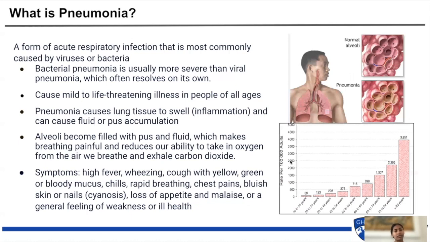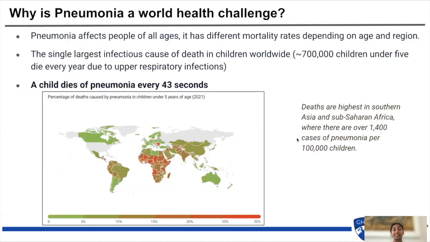So, what is pneumonia? Pneumonia is an acute form of respiratory infection that is most commonly caused by viruses or bacteria. Pneumonia causes lung tissue to swell and can cause fluid or pus accumulation, which reduces ability to take in oxygen. It is a mild to life-threatening illness in people of all ages, and it is a global health challenge because it has different mortality rates depending on age and region.